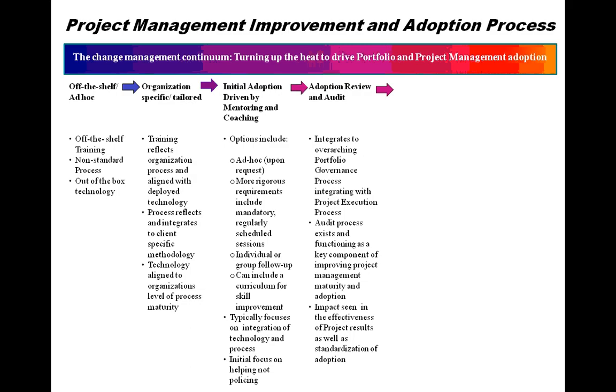So what are we saying? It integrates to the overarching portfolio governance process. Right? We're integrating portfolio governance with project execution. As you execute your project, what are we going to do? There's an audit process that exists and functions as a key component of improving project management maturity and adoption. What do we mean? Well, we're really talking about an impact, right? We're talking about effectiveness of project results.